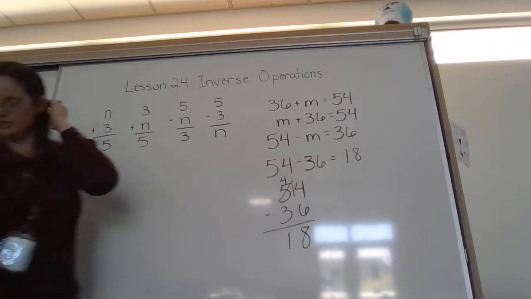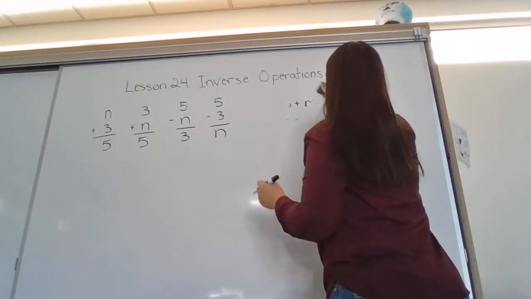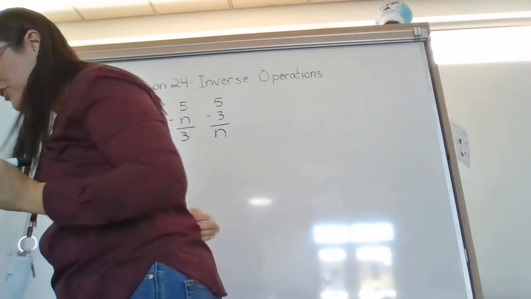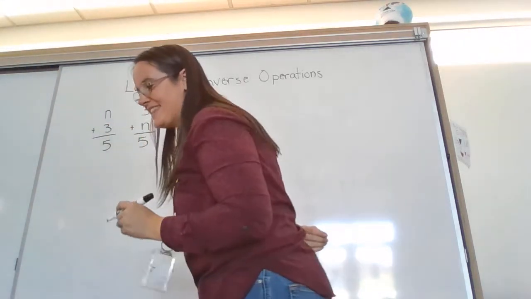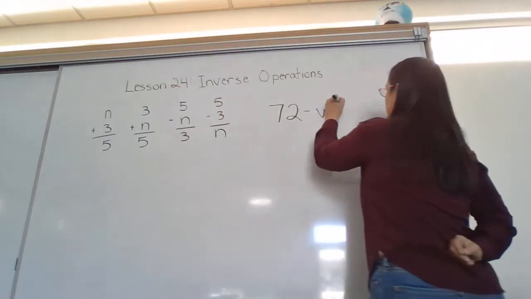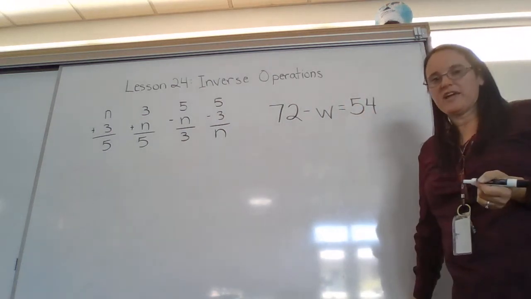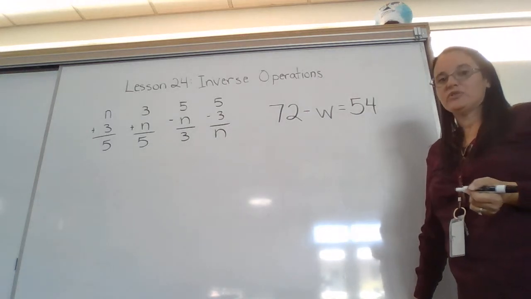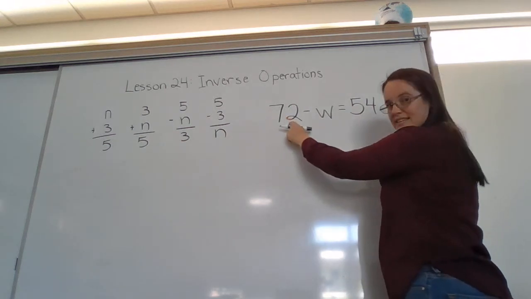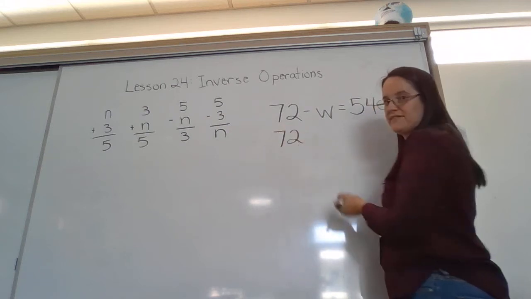Next example. Write another subtraction fact and 2 addition facts using the numbers in this equation. So we have 72 minus w equals 54. All right, so we have to write another subtraction fact and 2 addition facts. So this is subtraction, which means this guy's my big number. So I'm going to start my other subtraction fact here with 72.